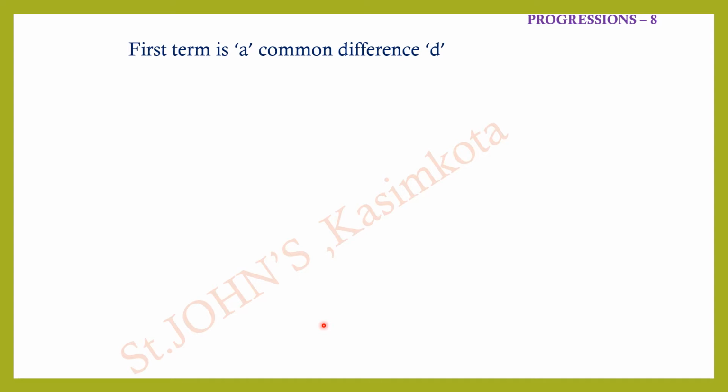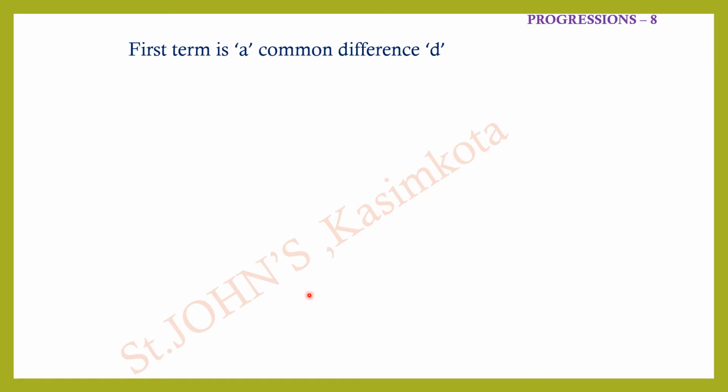In this arithmetic progression, what is the first term? First term is a. Common difference d. What is the last term? a_n or l. Last term is a_n, meaning the nth term, last term or general term. Are you clear? So what is the general form of an arithmetic progression?